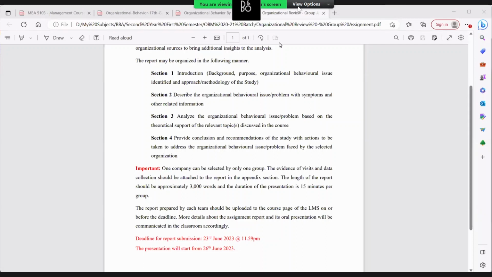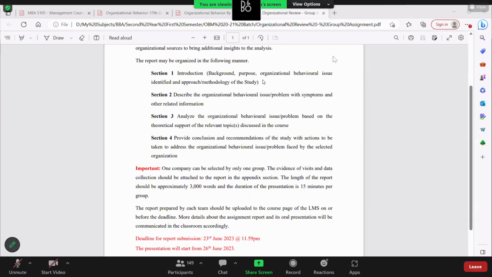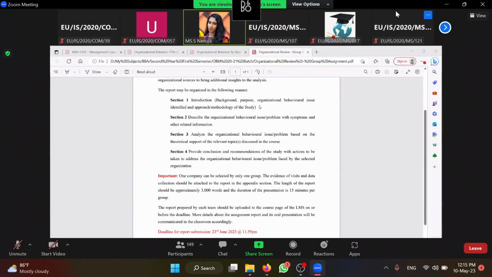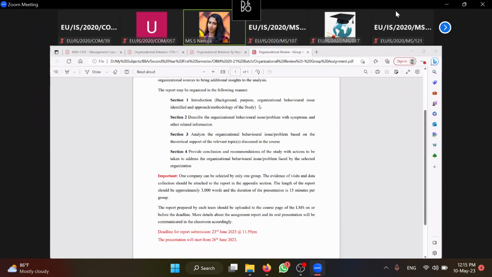Then the analysis would be much easier for yourselves, because you have to maintain some uniqueness. So one organization should be selected by only one group. And again, the evidence of the data collection: how you identified the issue, what sources helped you to identify the issue, whether you had a discussion with the organization, whether you had an interview, how did you identify the issue? That evidence has to be provided.